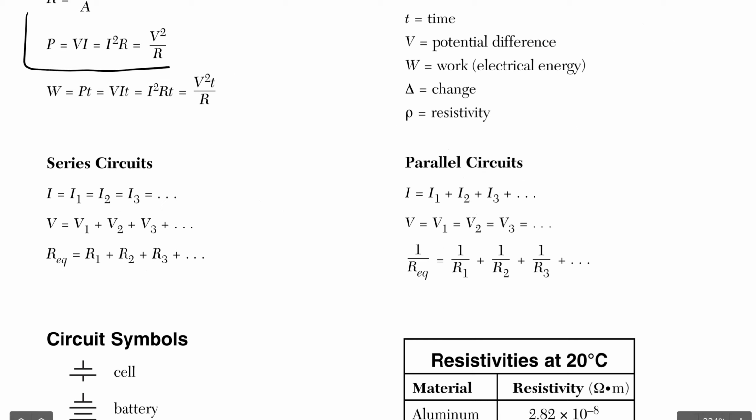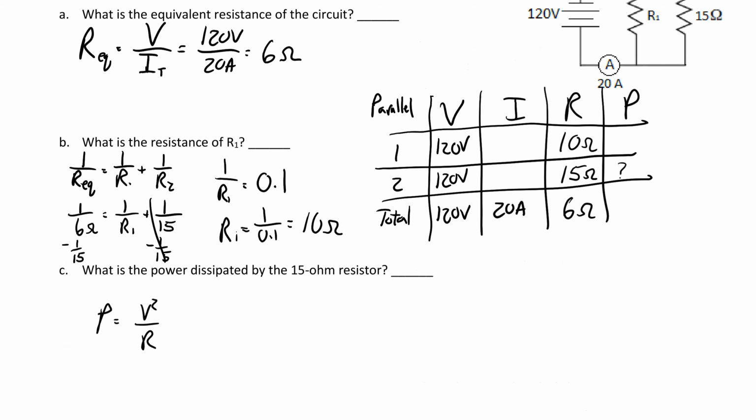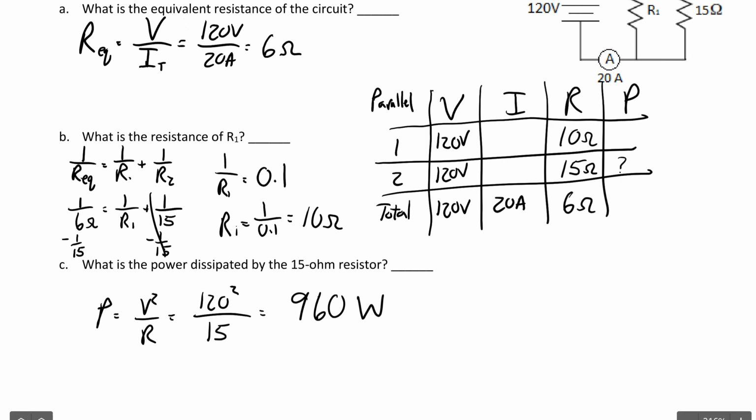So we're looking at our power equation here. We have voltage and resistance. We don't have the current, so we can't use this version or this version. We're going to do P is equal to V squared over R. And we could substitute in, and you get 960 watts. Watt is the unit of power. That's right, it's watts. Okay.